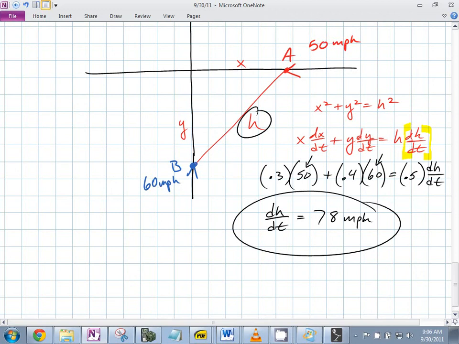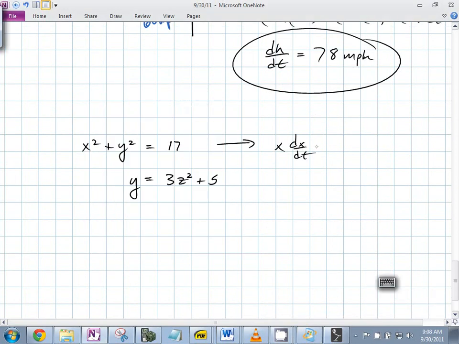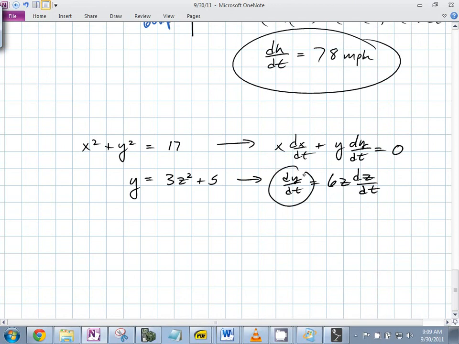Plus, there's a 2, yes, but I'm canceling it. dy/dt is equal to what? 0, right? Is that correct? And from this one, what do we know? dy/dt equals 6z dz/dt. Is that correct? So what could we do with this? We could plug it in right there and relate dx/dt and dz/dt.